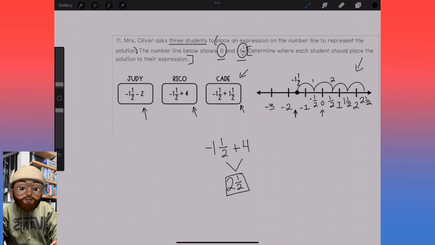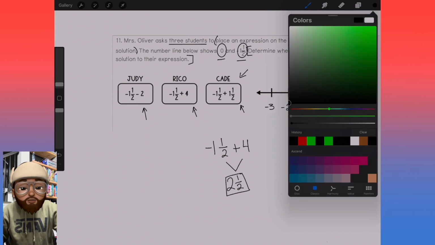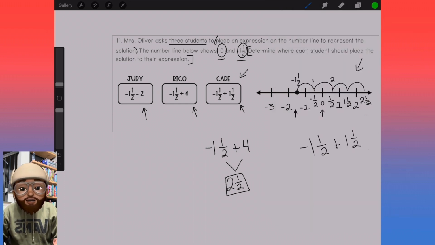Cade says -1.5 plus 1.5. Let's use a different color for Cade's jumps. So Cade starts at -1.5, which is here. And we're going to be adding 1.5 to that. So we start and make our 1 jump. That's 1. And we're at -1/2.